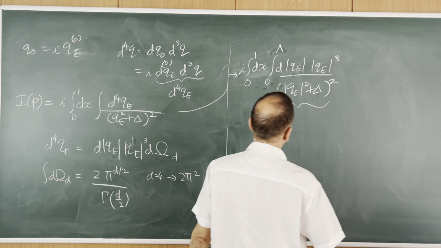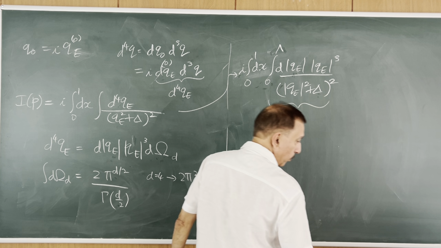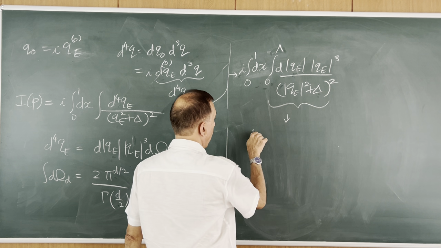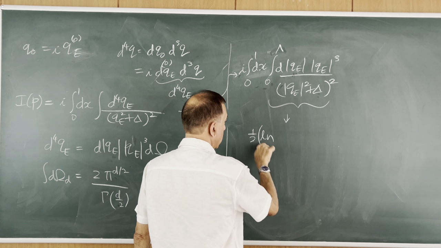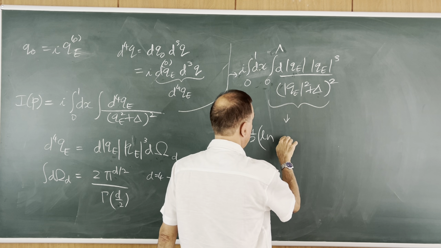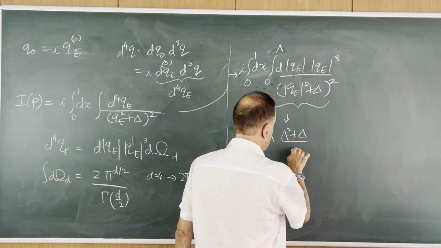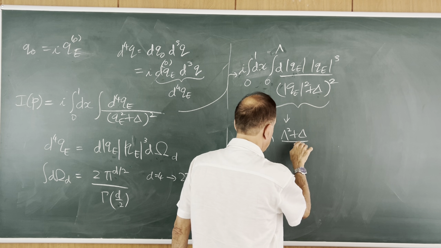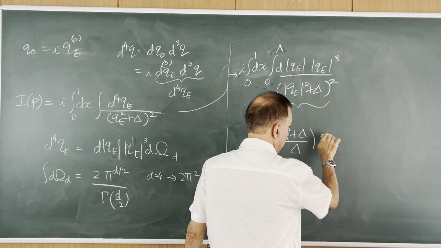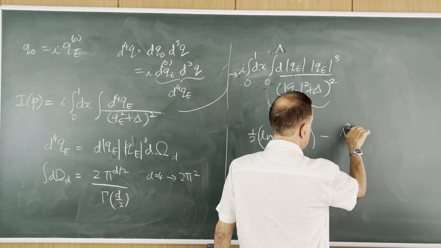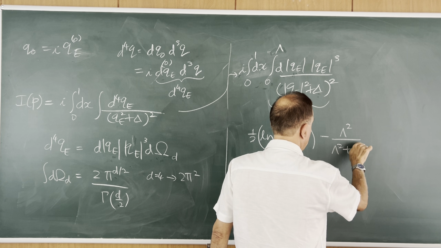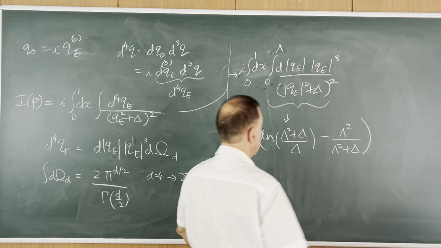Good. So this integral is equal to a half. So the standard formula, you can look it up, and I've given the basic formula also in the notes. Lambda squared plus delta over delta minus lambda squared over lambda squared plus delta. That's the answer.